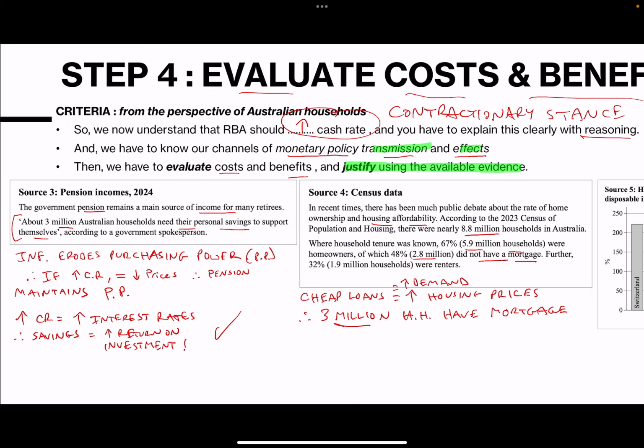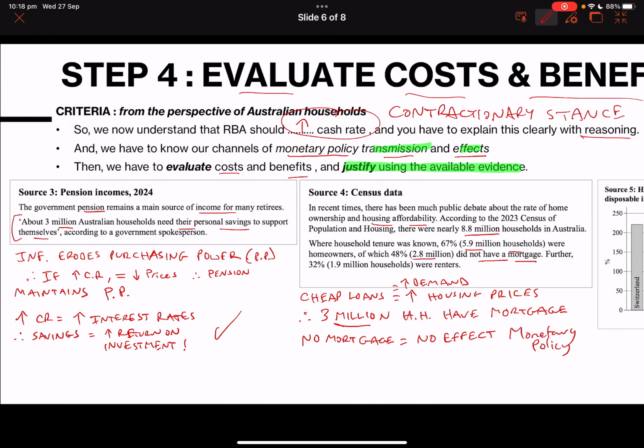If you don't have a mortgage, there's no effect from monetary policy on your mortgage. You've probably got some savings in the bank, we don't know that. But if you don't have a mortgage, this change to the cash rate will not actually affect you too much.